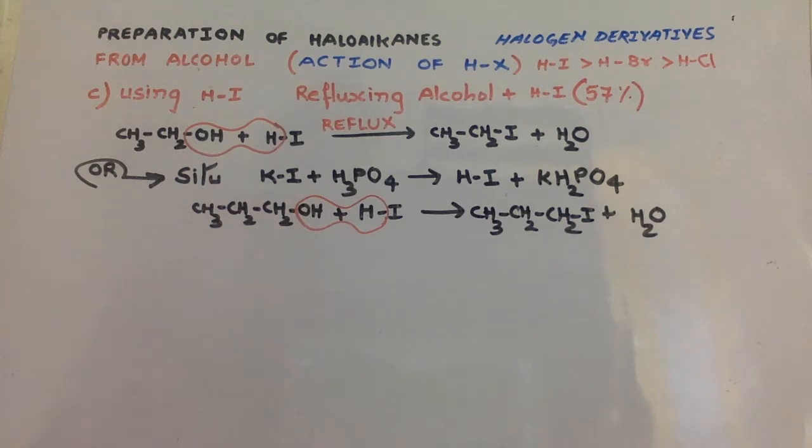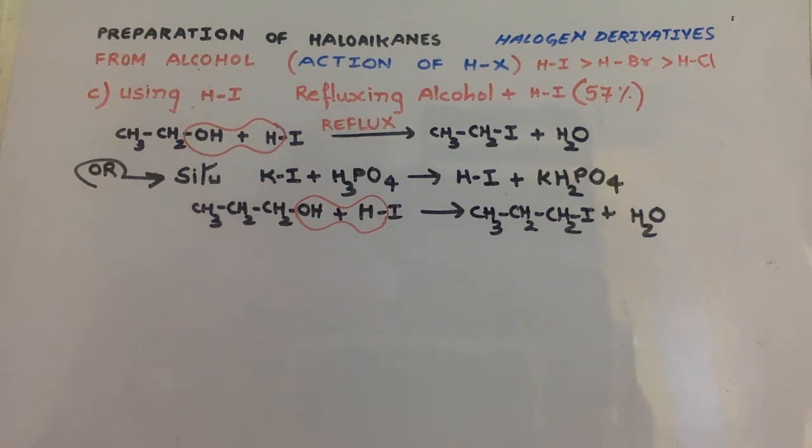Here also, children, we cannot prepare secondary and tertiary alkyl iodides because a secondary and a tertiary alcohol with H3PO4, which is a very strong acid, this acid will dehydrate the secondary and tertiary alcohols to form alkene.